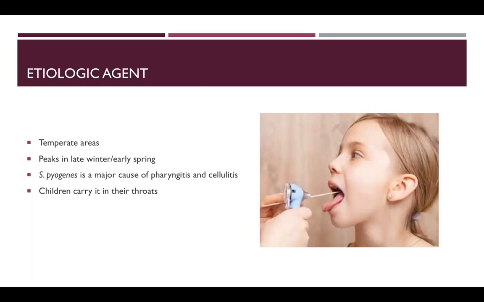They're often a carrier. 10% of patients with this invasive illness present with pneumonia, and it's one of the major causes of cellulitis. And then it actually manifests differently throughout the world. So in different parts of the world, it can present differently.